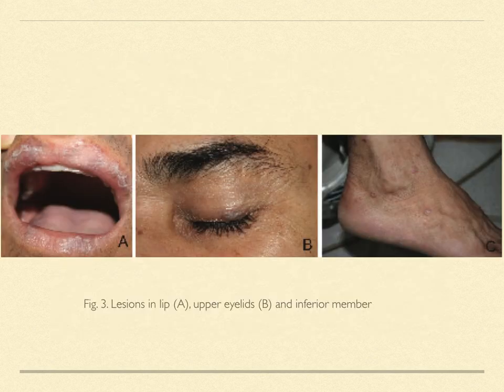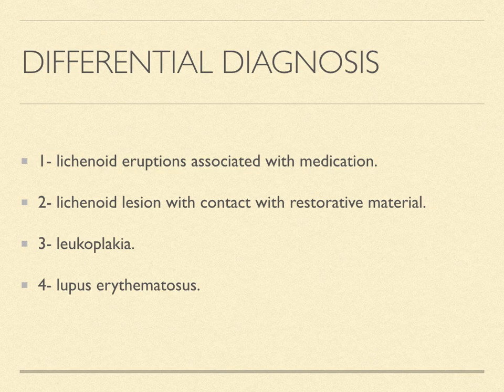And as you can see in figure A, there is a lichen planus in the lip, and in picture B, there is in the upper eyelid, and picture C in the inferior member. The differential diagnosis: maybe it could be associated with medication, lymphoid reaction, or restorative material, or leukoplakia and lupus erythematosus.